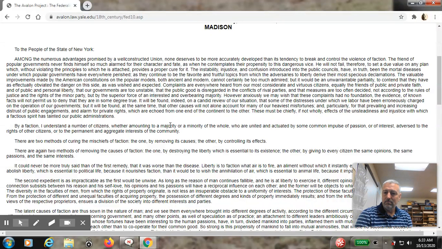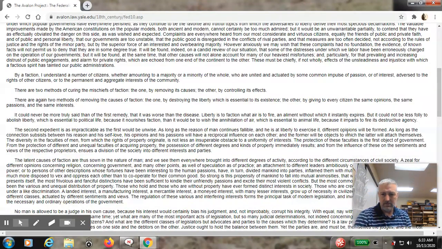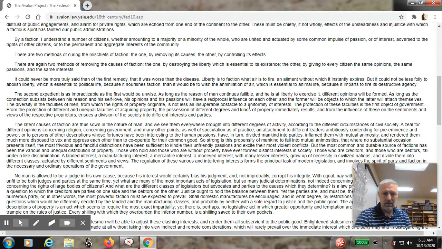All right, so that's the faction. Now, he goes on and talks about the causes of faction, and he gives a famous analogy of how you can't remove the causes. He gives the analogy of air. He says, just as air imparts the destructive agency to fire, so liberty is the underlying cause of faction.